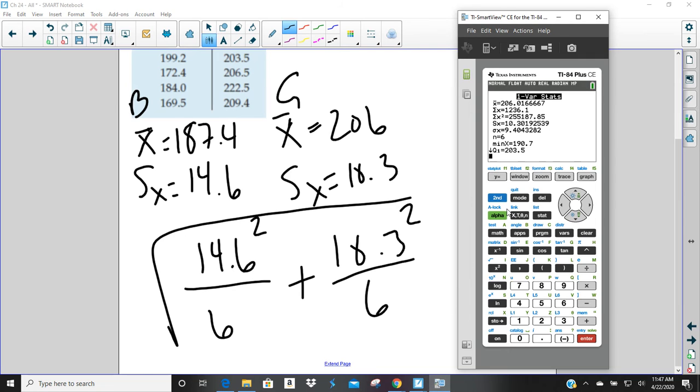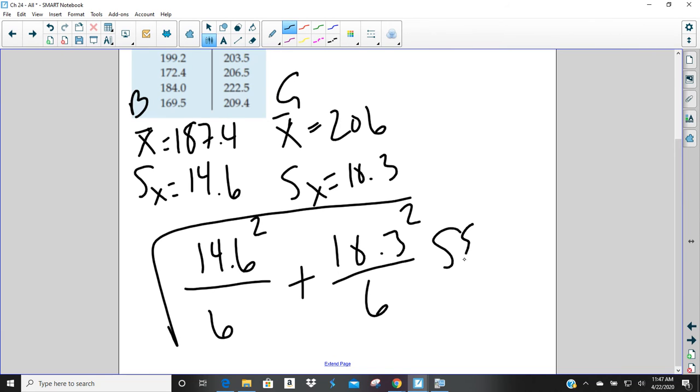And again, I'm going to go here. I'm going to go second. And I'm going to do 14.6 squared divided by 6 plus 10.3 squared divided by 6. And I'm going to hit enter. And the variability I'm seeing, the difference between them is 7.3. So the standard error would be 7.3 between the difference. Okay, not so bad, right?